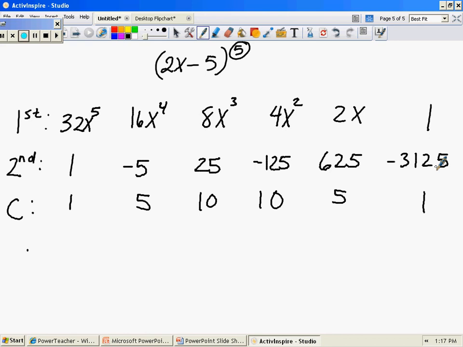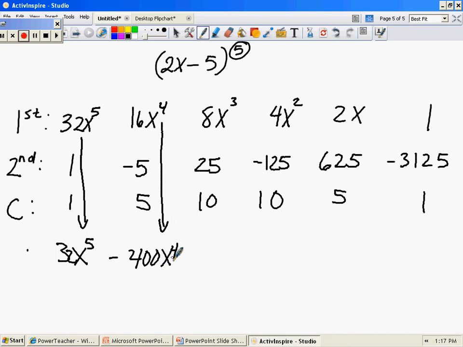Now to get the actual polynomial out of this, we just have to multiply down. So 32x to the 5th times 1 gives me the first term, which is 32x to the 5th. Let's do this one. 16x to the 4th times negative 5 times 5. I'll work it out really quick on my calculator here. Getting negative 400x to the 4th. The next one. 8 times 25 times 10 is 2000x to the 3rd.